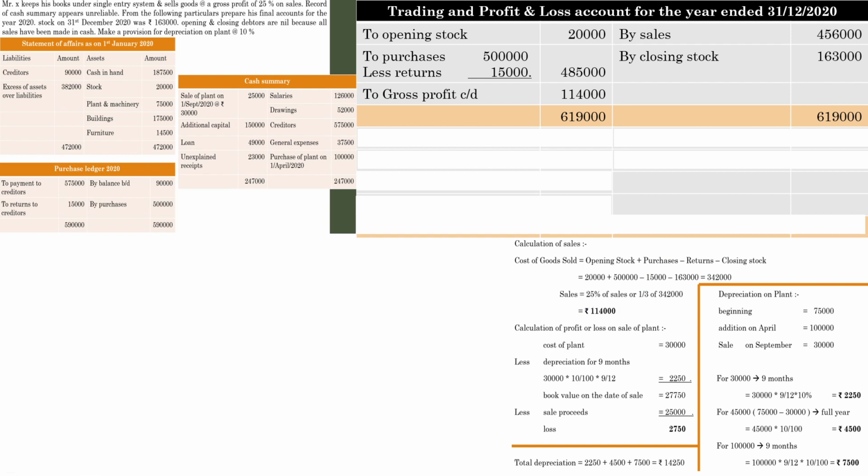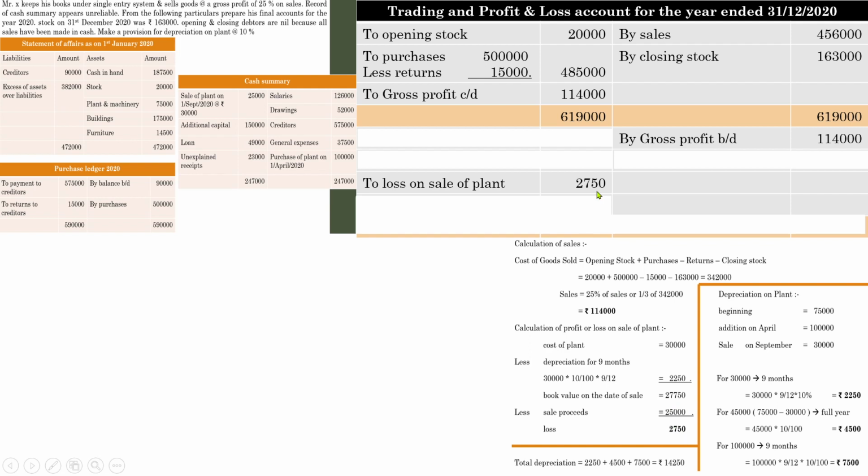So let us begin with the preparation of the profit and loss account. Gross profit, carry down to the next one. First one, loss on sale of plant. See, it's a loss. Losses have to be adjusted on the debit side of the profit and loss account. If there was a profit on sale, it has to be shown on the credit side. In this question there was a loss, so that has to be shown here.